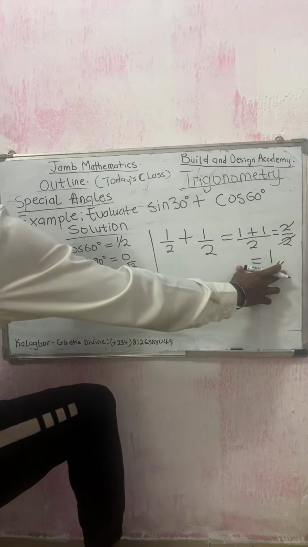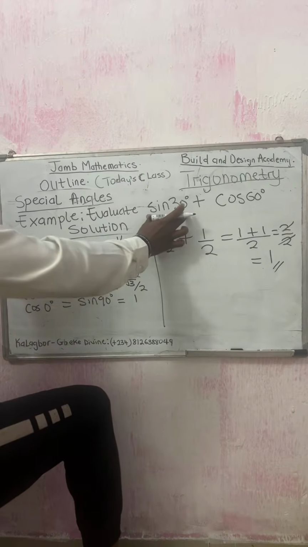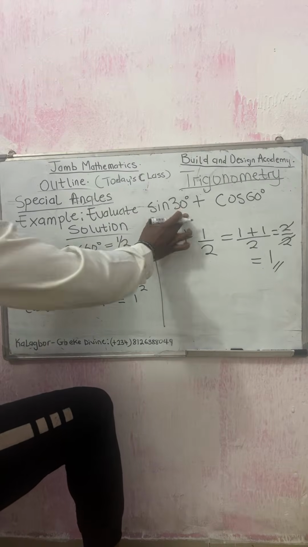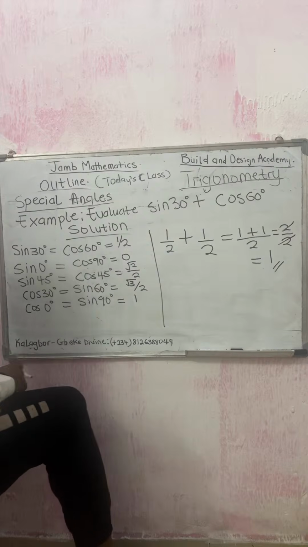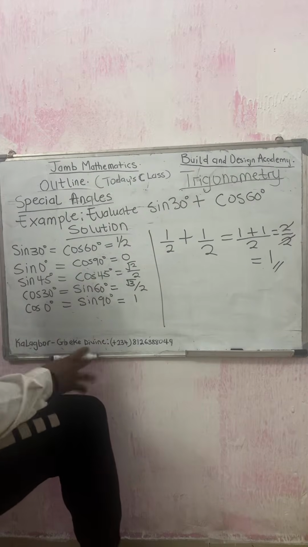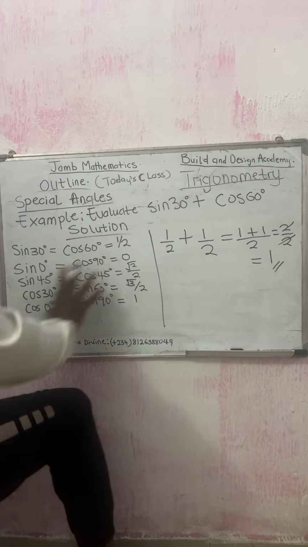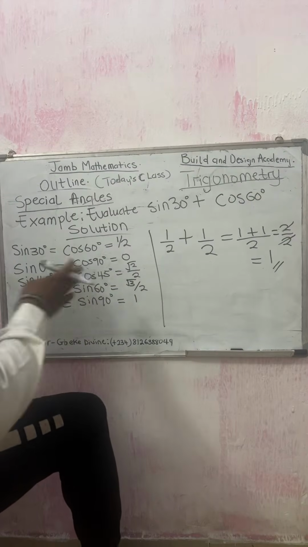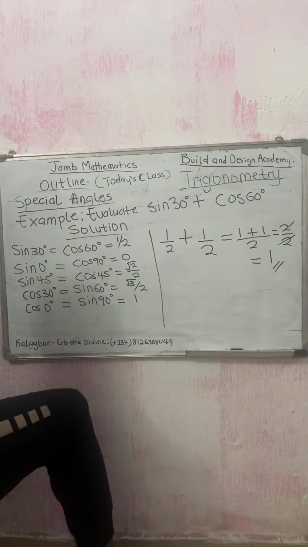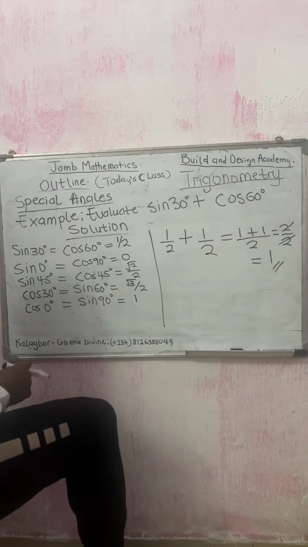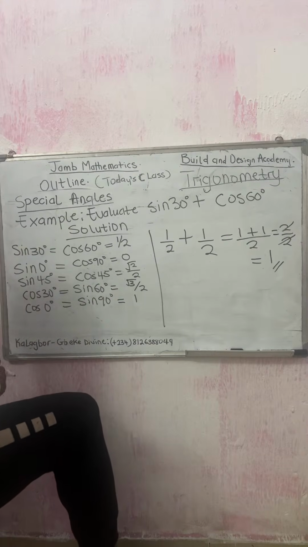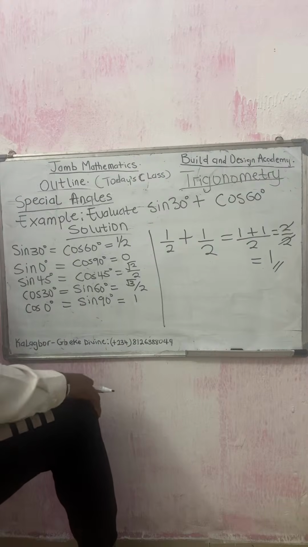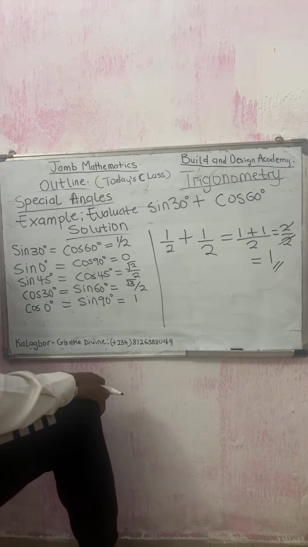So this is what we are going to have when we add sine 30 degree plus cos 60 degree. Very simple. The moment you can recall this thing now, you can solve any question, no matter how they twist it, you'll be able to detect. And it's very simple to remember it. Just remember one, you have remembered the other ones. So let's proceed.